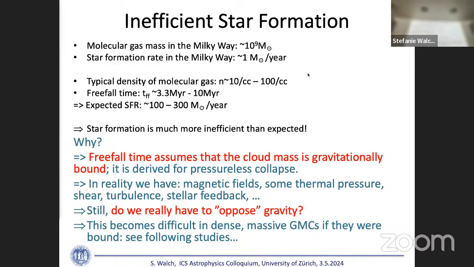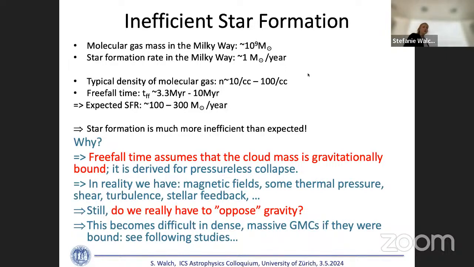I mean, we know that in reality, we also have magnetic fields, thermal pressure, shear, turbulence, and so on. But then, okay, in some cases it works well that stellar feedback opposes gravity, and I will show such cases. But in other cases, it might actually not work well.